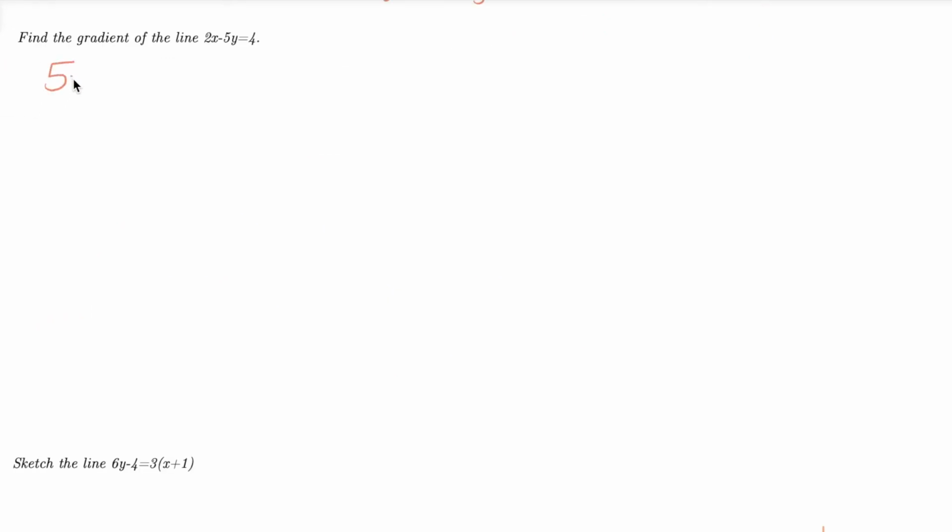We end up with 5y equals 2x minus 4. y equals 2 over 5 x minus 4 over 5. Don't get put off by the fractions, the maths itself is exactly the same. The m value is the value in front of the x, which is 2 over 5, and there's your answer.